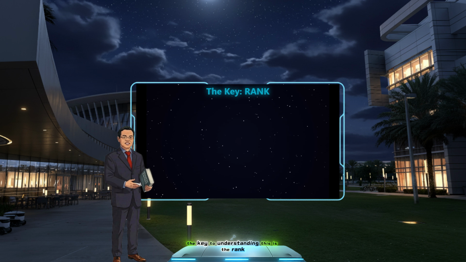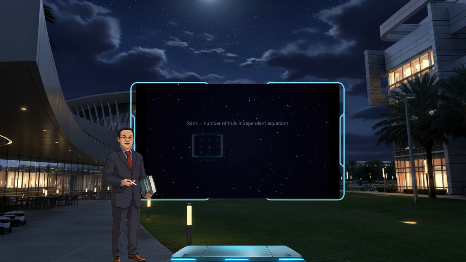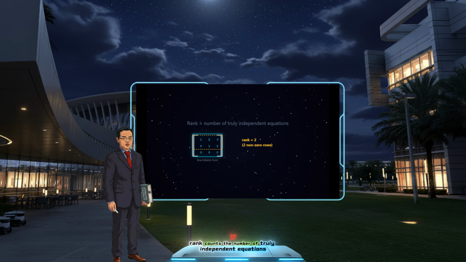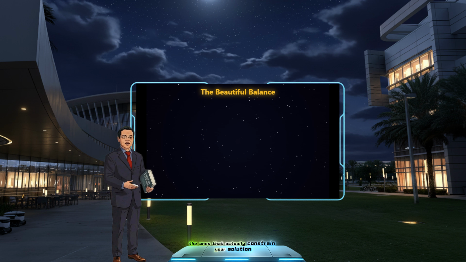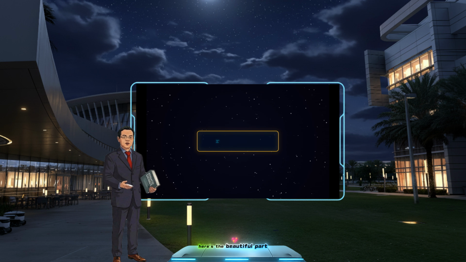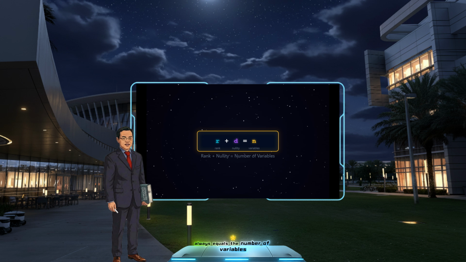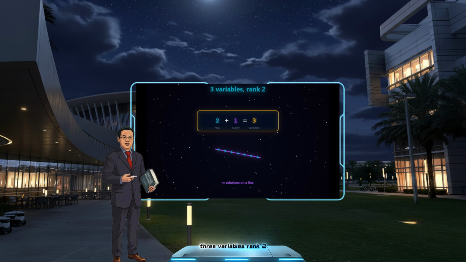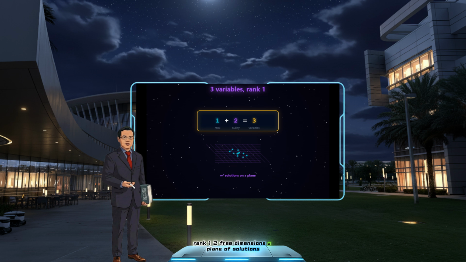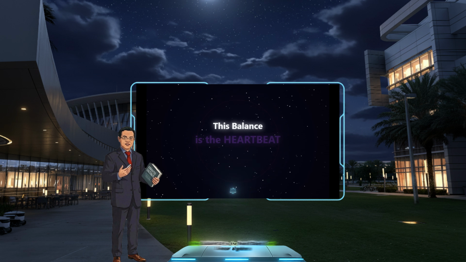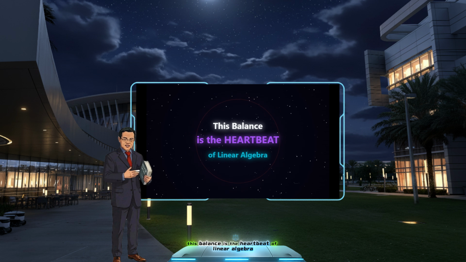The key to understanding this is the rank. Rank counts the number of truly independent equations, the ones that actually constrain your solution. Here's the beautiful part. Rank plus null space dimension always equals the number of variables. 3 variables, rank 2, 1 free dimension. Your solutions form a line. Rank 1, 2 free dimensions, a plane of solutions. This balance is the heartbeat of linear algebra.